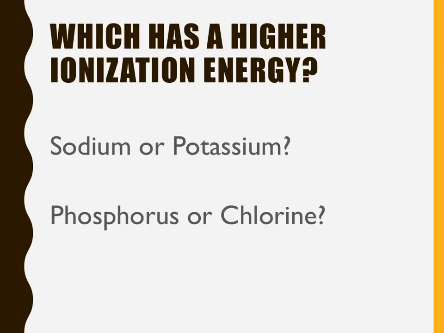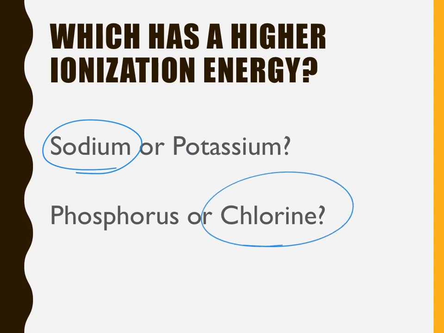So now let's look at sodium and potassium again for ionization energy. Again, they're right on top of each other in group 1. Which would have a higher ionization energy? That would be sodium. Sodium only has 3 energy levels. It's going to be closer to the nucleus with less shielding. Now let's look at phosphorus and chlorine, which are in the same period, but chlorine has more protons. Which is going to have a higher ionization energy? Chlorine, the one with more protons.